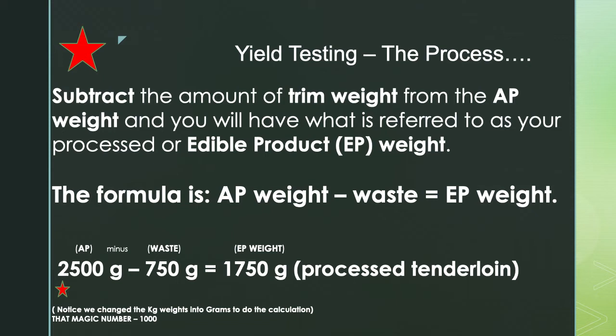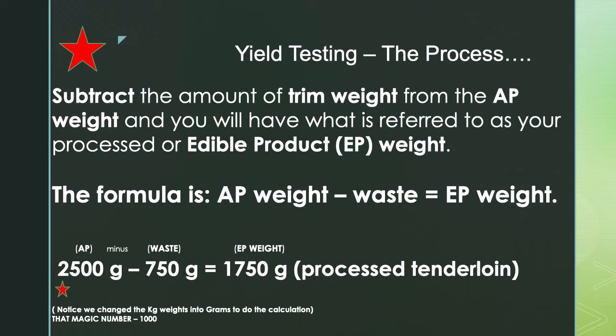So now that we've got the trim weight, we're going to subtract that from the as purchase weight, and that's going to give us our edible product weight. So the formula for that is AP weight minus the waste, and that's going to give us our EP weight. If you look at the little calculation in the bottom there, it says that 2,500 grams is the as purchase price.